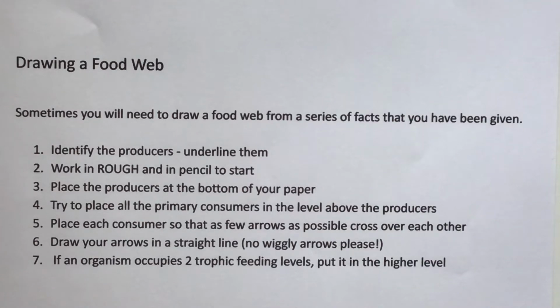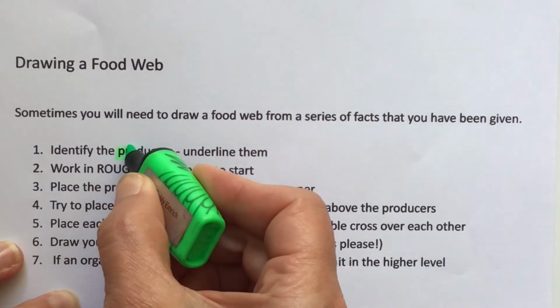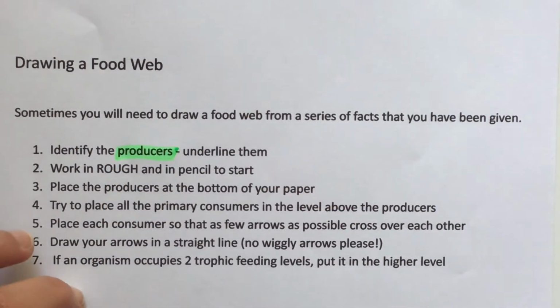So this is a video to help you learn to draw a food web like a pro. Sometimes you need to draw a food web from a series of facts that you've been given, and there are a series of steps that you can take to make it easier. Firstly, you need to identify the producers. I suggest you underline them or highlight them. So for example, here with a green highlighter, let's highlight the producers.